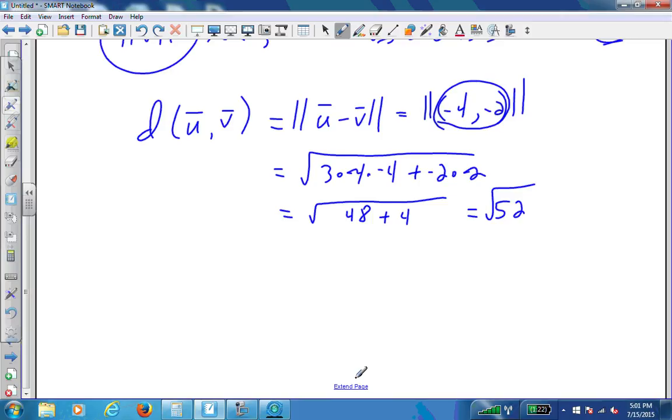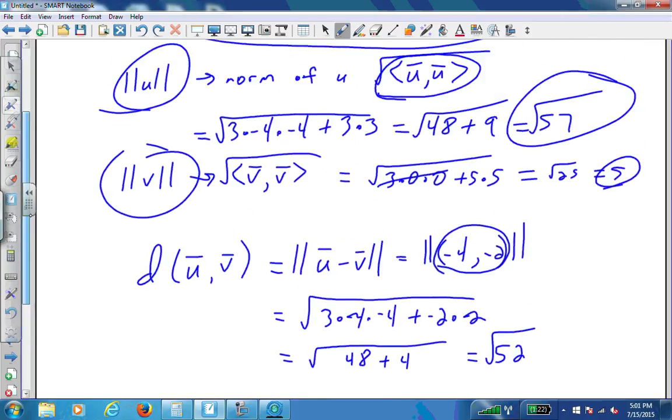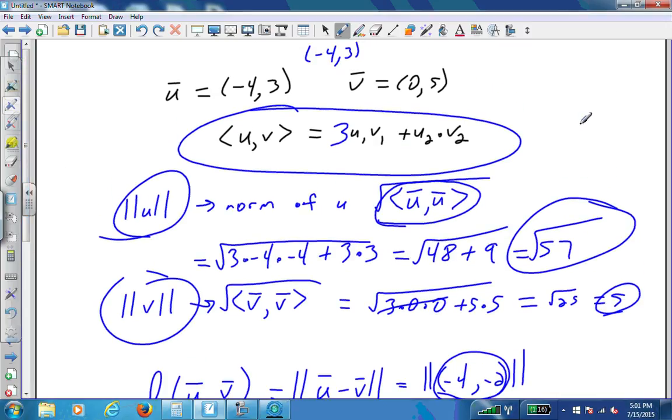So those are, what, 4 calculations that we've done. I don't guess we did this. We found the norm of u, the norm of v. We didn't calculate the inner product of u with v. The inner product of u with v would be 3 times negative 4 times 0 plus 3 times 5. 3 times the product of the first elements plus the product of the second elements. So that's 0 plus 15, so 15.